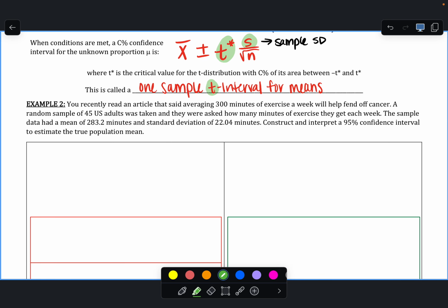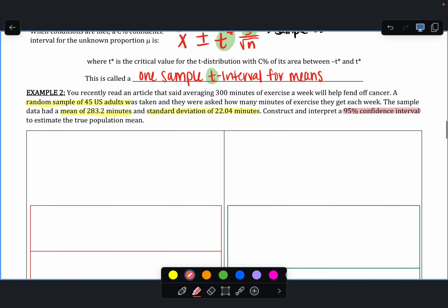You recently read an article that said averaging 300 minutes will help fend off cancer. Random sample, 45 US adults, asked how many minutes of exercise they get each week. The sample had a mean of 283.2 minutes, standard deviation 22.04 minutes. Construct and interpret a 95% confidence interval to estimate the true population mean.